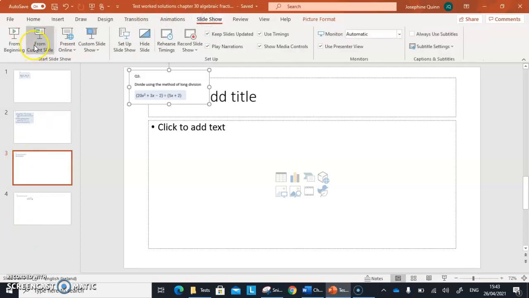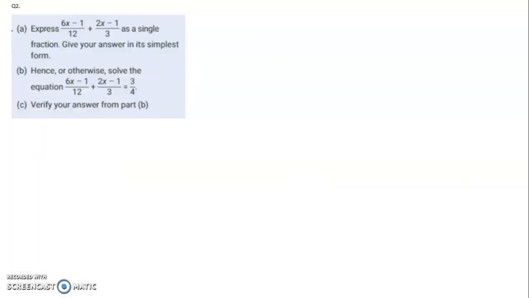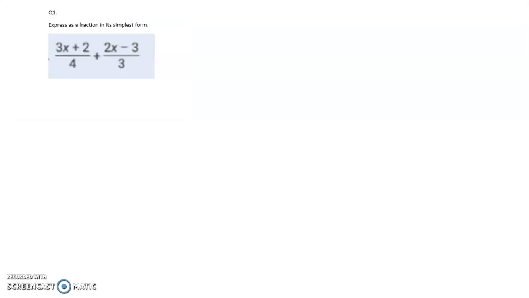Okay, so question 1, expressed as a fraction in its simplest form. So that's just where we have to do our cross multiplication. So to get our new denominator, it's going to be 4 by 3. To get our new numerator, we cross multiply. So 3 by 3x plus 2, plus sign in between, 4 by 2x minus 3.